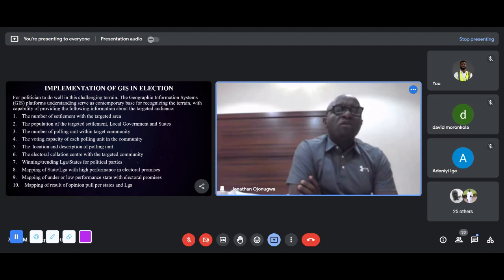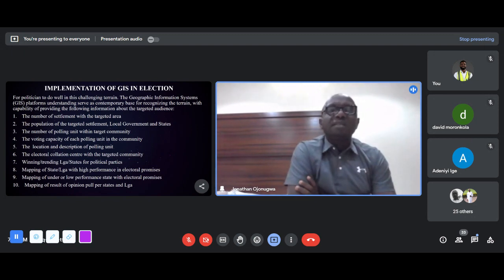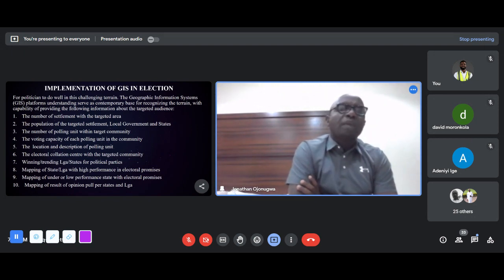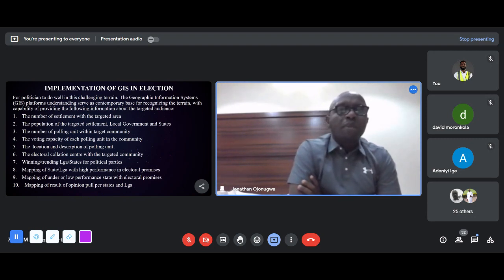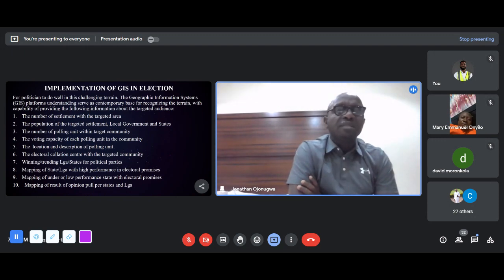Implementation of GIS in elections. For politicians to do well in this challenging terrain, GIS provides an understanding based on recognizing the terrain, with capacity to provide the following information: the number of settlements within a target area, the population of the targeted settlement, the number of polling units within targeted communities, the voting capacity of each polling unit, the location and description of polling units, electoral collation centers, winning and trending local governments, states and local governments performing on electoral promises, mapping of underperforming states and local governments, mapping of results and of opinion polls.